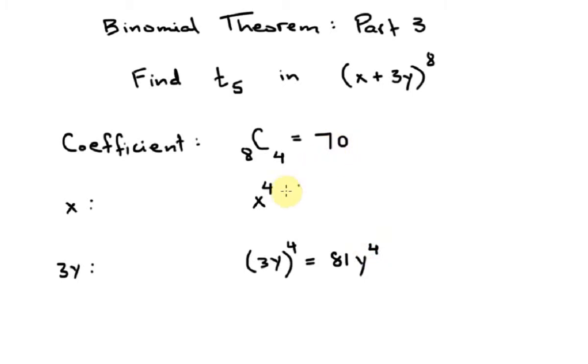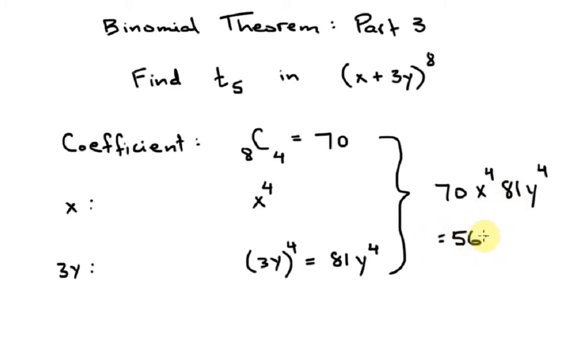Well, now I'm going to put these three parts of it all together. So what does that term look like? Well, it's going to be 70 times x to the 4 times 81 y to the 4. And now I'm not going to leave it as 70 times 81. I'm going to multiply the two numbers together. So I get 5,670 x to the 4 y to the 4. All right, there it is. This is term number 5, the fifth term from the left.